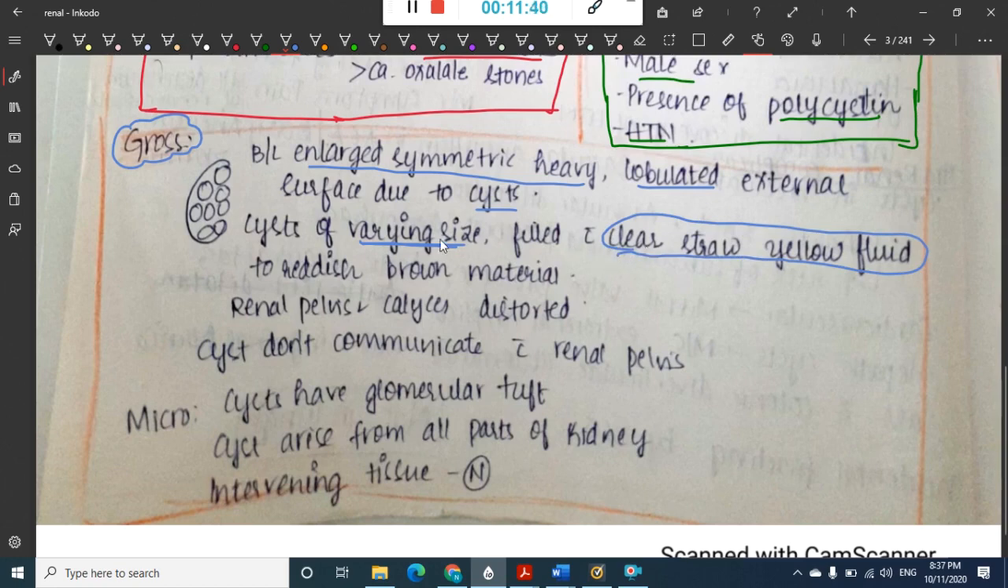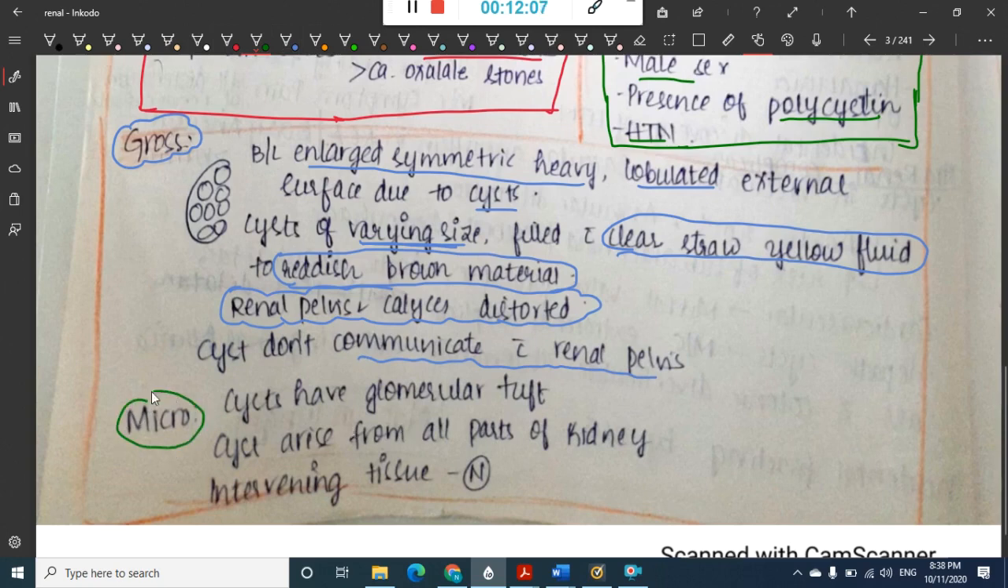or sometimes they can be filled with reddish brown material. The renal calyces and renal pelvis are distorted. You cannot see a proper renal calyx, nor a proper renal pelvis. One important thing is, these renal cysts do not communicate with the renal pelvis. Okay, microscopically you see the presence of glomerular tufts. The cysts will have glomerular tufts, and these cysts arise from all parts of the kidney. And the intervening tissue, the tissue in between, will be normal.